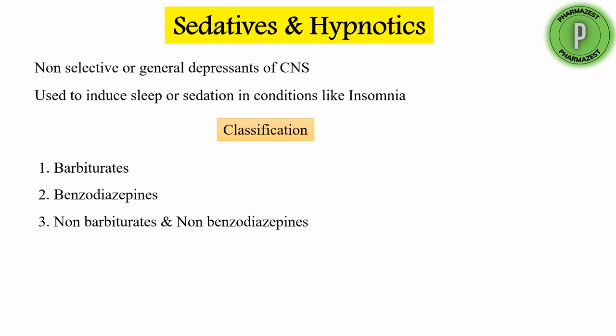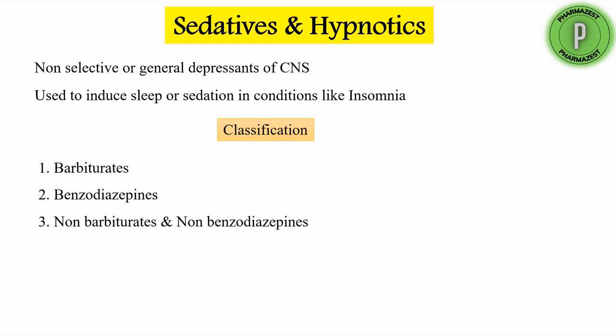So what are sedatives and hypnotics? These sedatives and hypnotics are non-selective or general depressants of the central nervous system. They are used to induce sleep or sedation in conditions like insomnia. People who are unable to sleep for the required amount of time, or who are facing sleep issues, have what is known as insomnia. So they are generally given to induce sleep or sedation.